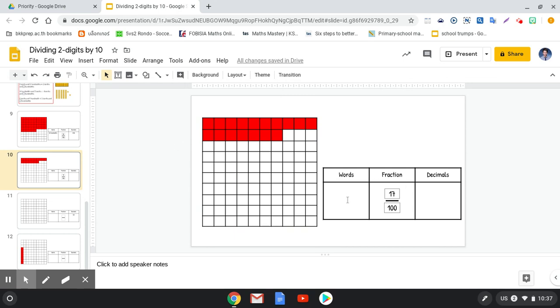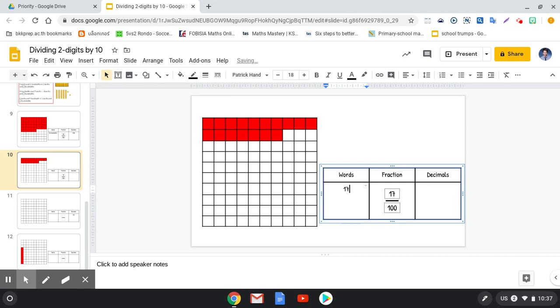Right, in words, well, it's 17 hundredths. And as a decimal is 0.17. Remember, hundredths always have 2 place values. Okay, right, let's have a look at this next one.